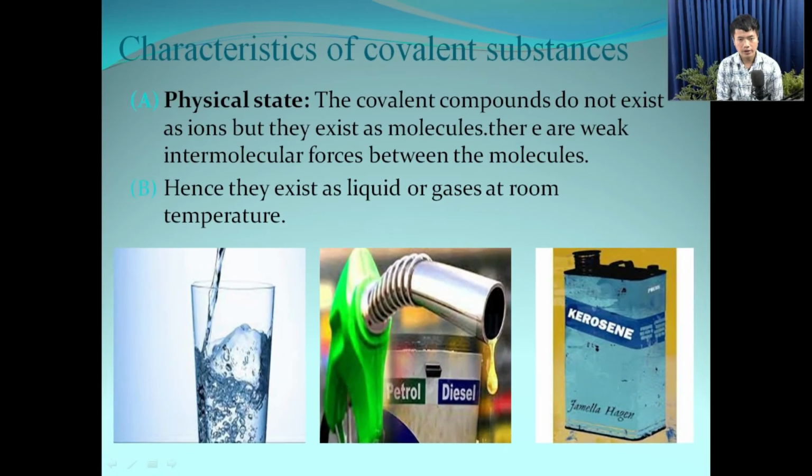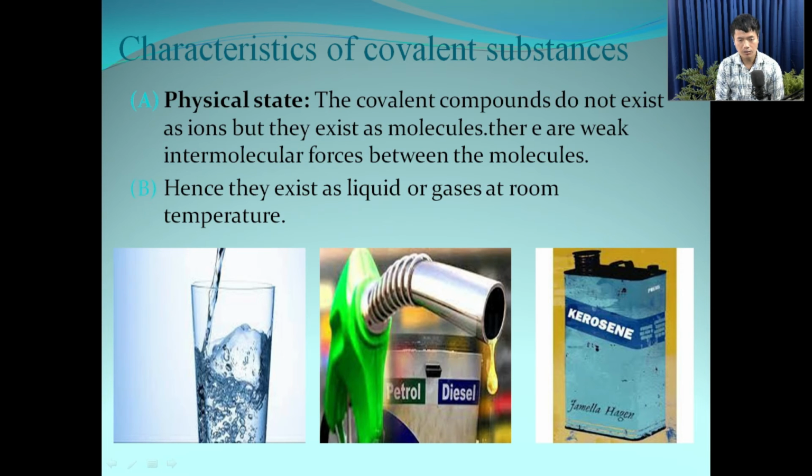Let us see the characteristics of covalent substances. First we have physical state. The covalent compounds do not exist as ions, but they exist as molecules. There are weak intermolecular forces between the molecules. We know that covalent compounds are formed by sharing of electrons. That is why covalent substances exist mostly as liquids or gases.